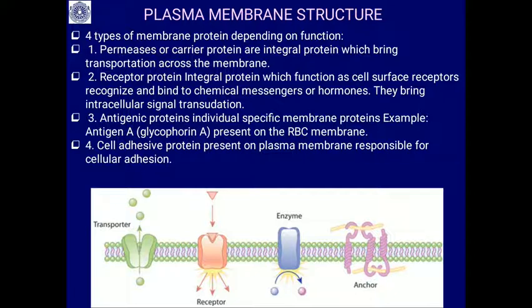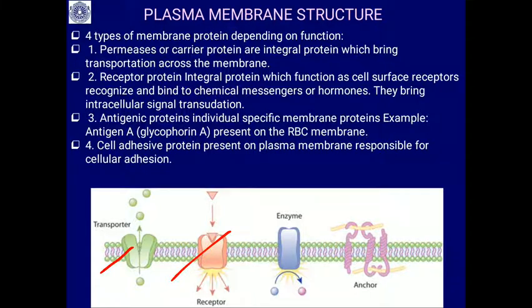These membrane proteins, depending on their functions, are called permeases. They are carrier proteins or integral proteins which bring about transportation across the membrane. So, they are transporters or carrier molecules. They may be receptor proteins, integral proteins which function as cell surface receptors, recognize the chemical messenger and bind to them. Mainly hormones, you can see they act as receptors. They bring about intracellular signal transduction.